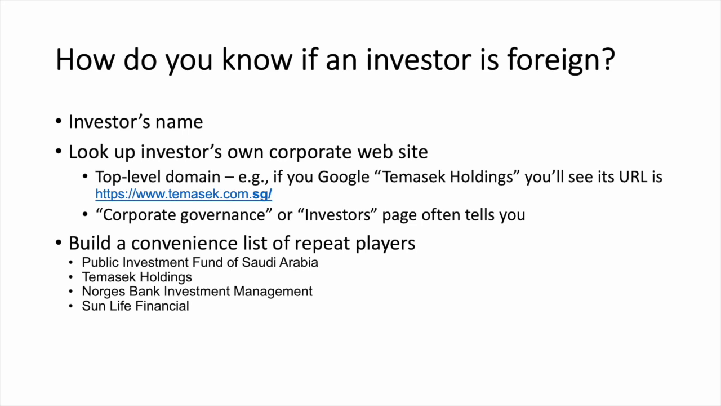So, for example, one investor you might see is Temasek Holdings. If you Google that, you'll see that its URL is not temasek.com, but temasek.com.sg. .sg means Singapore. Often a company will have a page on its website with a name like corporate governance or investors that will have that sort of company information, like where it is registered, where it holds its annual meetings, the laws of which country it's organized under. So usually the investor's own corporate website will give you information like that.